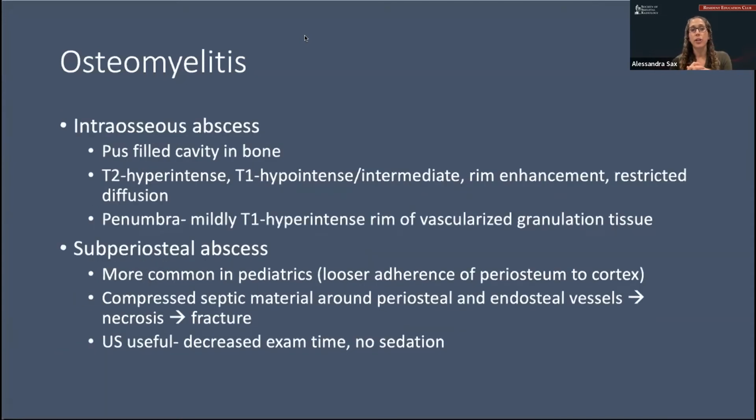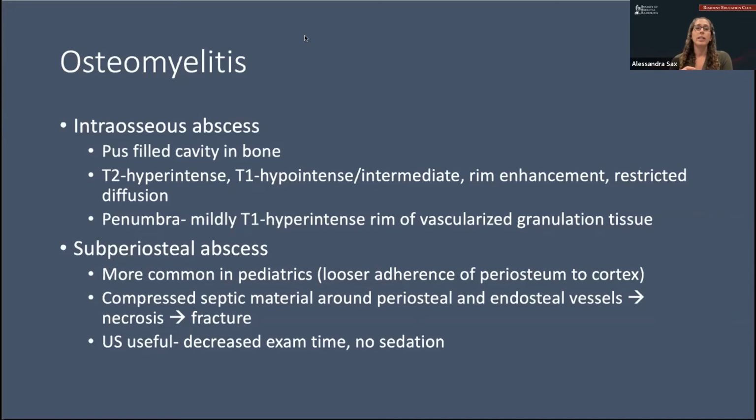We can also see intraosseous abscesses. So that's that pus-filled cavity within the bone. On imaging, you're going to have T2 hyperintense fluid, and then it's going to be T1 hypointense or intermediate with the rim of enhancement. If we got diffusion-weighted imaging, it's going to show restricted diffusion.